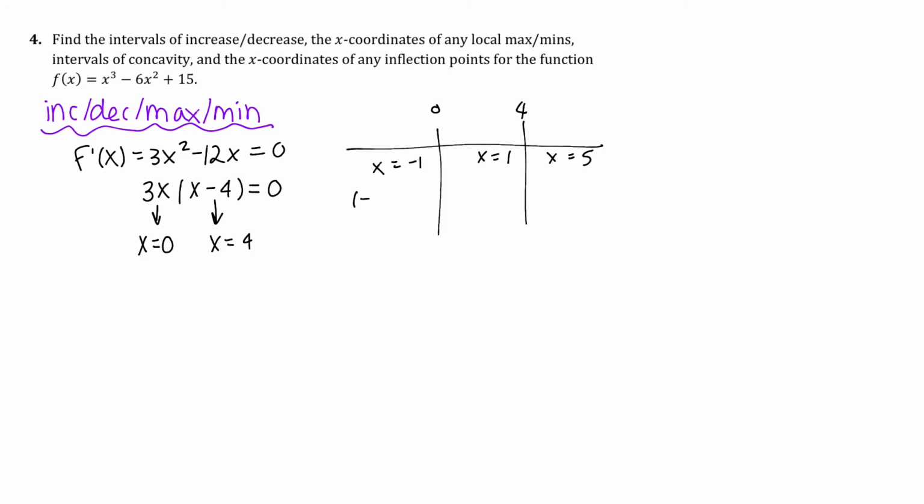So 3 times negative 1 is negative. Negative 1 minus 4 is negative. 2 negatives make a positive. 3 times 1 is positive. 1 minus 4 is negative. A positive and a negative make a negative. 3 times 5 is positive. 5 minus 4 is positive. 2 positives make a positive. Because this is the first derivative we're talking about, this is the increasing, decreasing. So increasing, decreasing, increasing. So we have a maximum here and a minimum here.